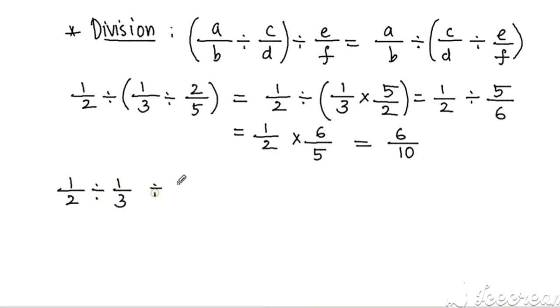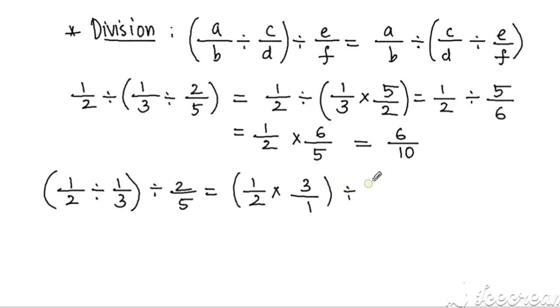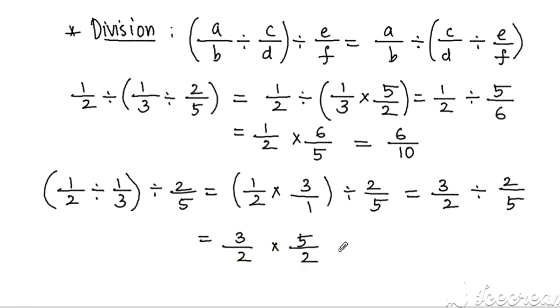Then group the first two numbers. So it is equal to reciprocal multiplication, 1 by 2 times 3 by 1, then divided by 2 by 5. Write the third number as the same. Then multiply the numerators. So you will obtain 3 by 2 divided by 2 by 5. Again it is equal to reciprocal multiplication. So you will get 3 by 2 multiplied by 5 by 2, which is equal to 15 by 4. You can see they are different. That means associative property is not true in case of division.